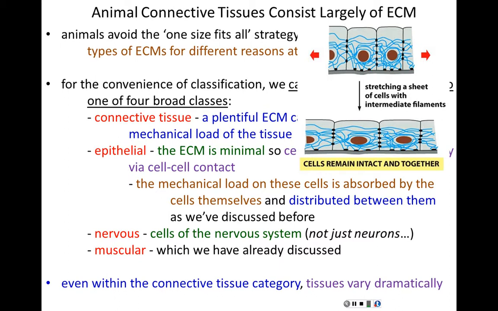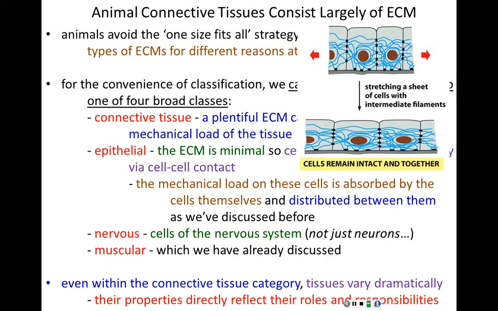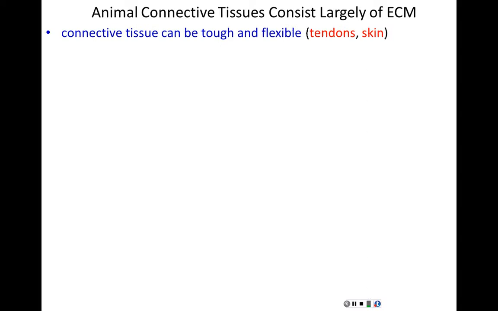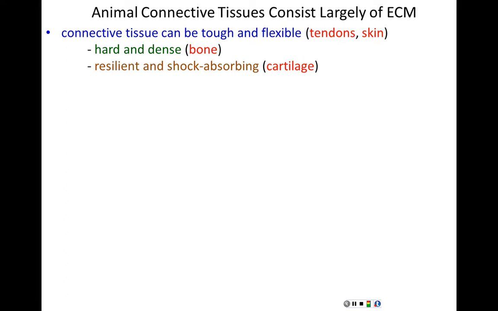Even within this single category of connective tissues, we have a huge variety of cell types and a huge variety of functions. The properties of these different cell types directly reflect their roles in the body and their responsibilities to the organisms that they are part of. Connective tissues can be very, very tough and flexible, such as skin and tendon. It can be very, very hard and dense, as in bone. They can be neither hard, dense, nor tough, but instead soft and resilient, shock-absorbing, like cartilage.